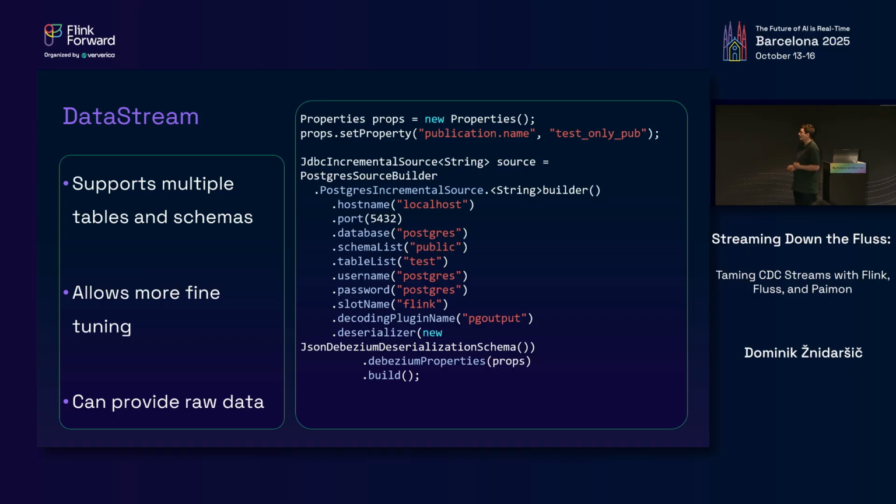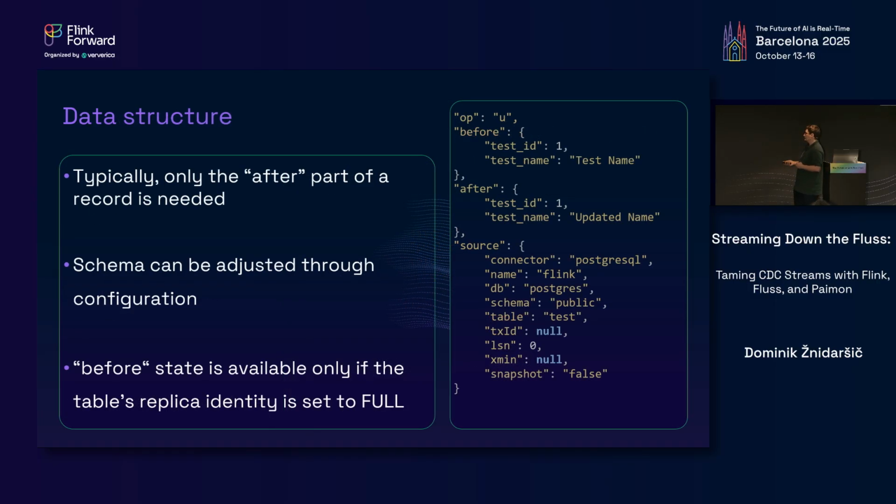So again, complexity. The structure of the Debezium event is quite simple. You get an operation. You can get before data. You can get after data. Usually only after data is needed. But if you want the before state, you have to set, at least in Postgres, replica identity to full. This means that Postgres will identify its row with the whole row. It sounds weird, but this is the only way to get the whole row that was before the update and the whole row after the update.